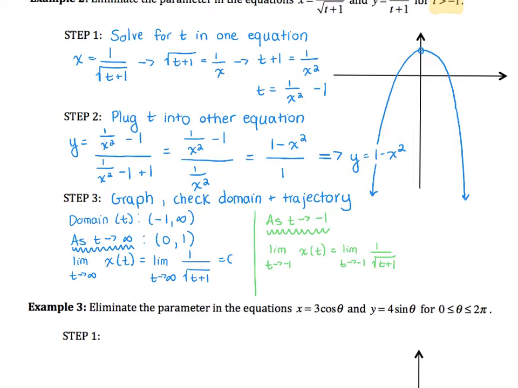And now that I look at this, I feel like we need to do as t approaches -1 from the right, because I think if we approach from the left, we're going to end up in imaginary land. So as t approaches -1 from the right, we will end up with 1 over a very teeny tiny positive number. So effectively, infinity. Okay, so then let's check our y component.